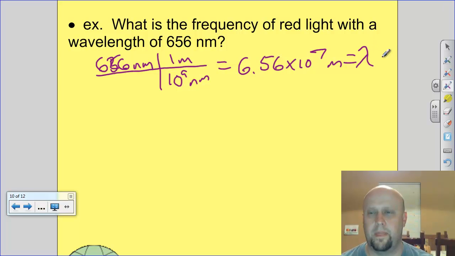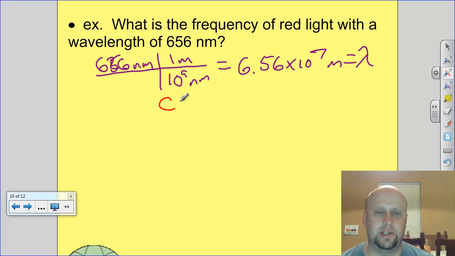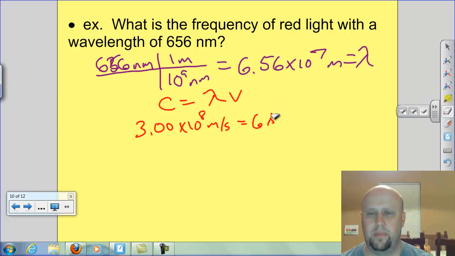So our equation then, remember, is c equals lambda nu. I know lambda. c is a constant. It's always 3.0 times 10 to the 8th. So we're just going to plug this stuff in. 3.0 times 10 to the 8th meters per second equals 6.5, oh, that is some bad handwriting, Arnold.